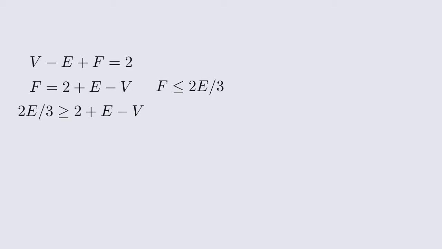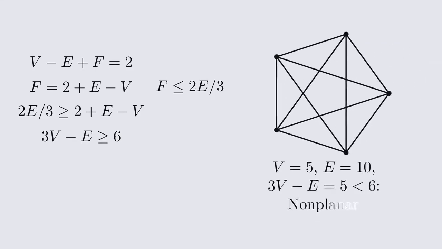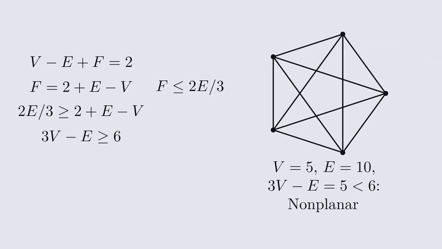Transforming this, we get V minus E thirds is at least 2, or 3V minus E is at least 6. This is a common formula for quickly checking whether a graph is planar. For example, for K5, V equals 5 and E equals 10, so 3V minus E is 5, which is too small, corresponding to the fact that K5 is non-planar.